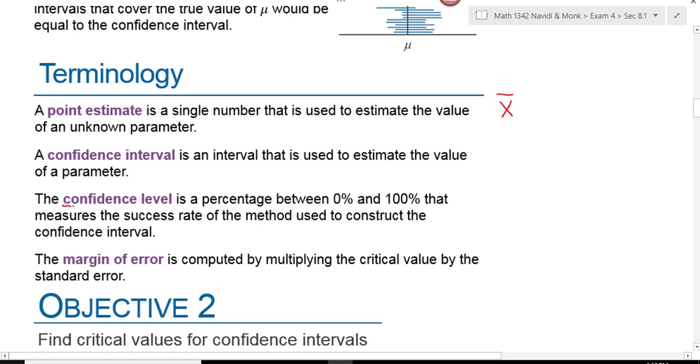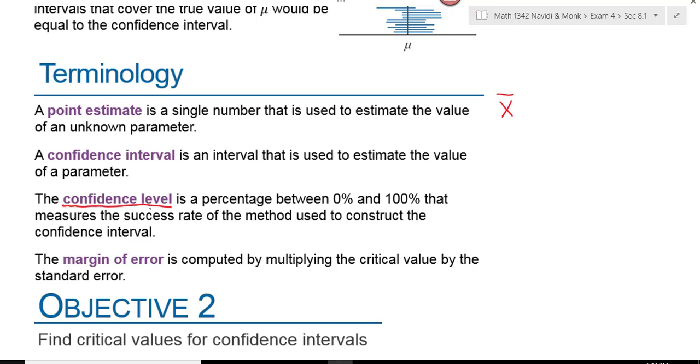The confidence level is a percentage between 0 and 100% that measures the success rate of the method used to construct that confidence interval. We're not saying that 95% of the time the mean is in there. That 95% is not a probability. It's a level of confidence in the process. And as we go through tonight's lesson, hopefully you'll begin to understand that process a little better. I understand this is the first time you guys have seen this, and it's going to feel uncomfortable until we get more comfortable with the terminology and the process.